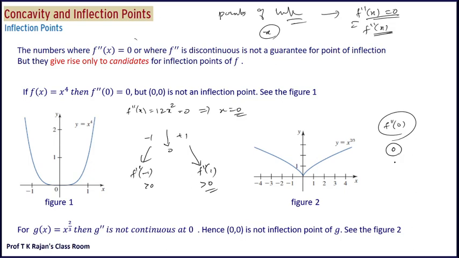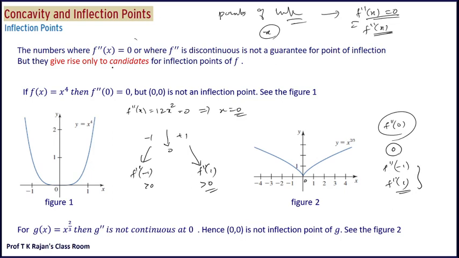Now we have to find f double dash of some -1 and f double dash of +1 on either side of 0. You can see that from the graph, the curve is concave downward on the left side, and on the right side also it is concave downward. So there is no change of concavity around the point 0. Therefore, 0 cannot be a point of inflection.